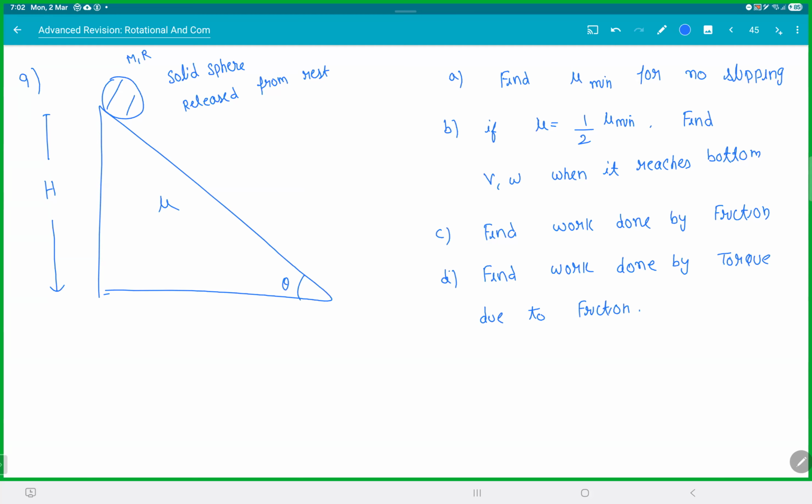I'm more interested in C and D actually, but to do that you need B. Get the mu minimum. That is the mains question. Find the minimum mu required for no slipping. That will be mains.